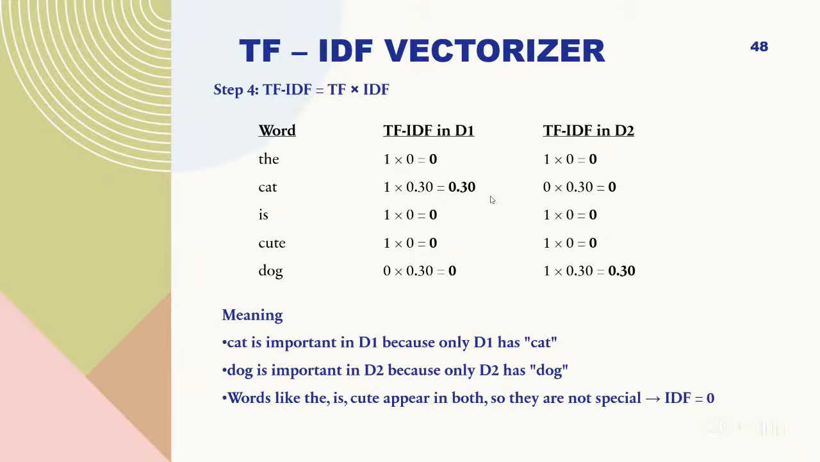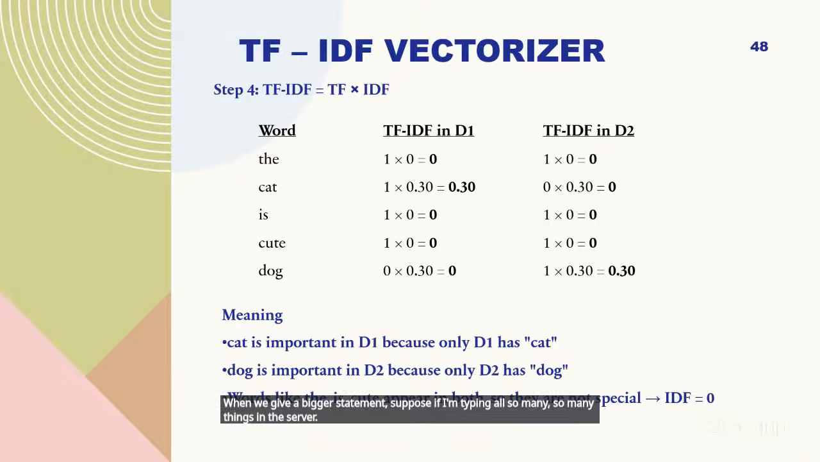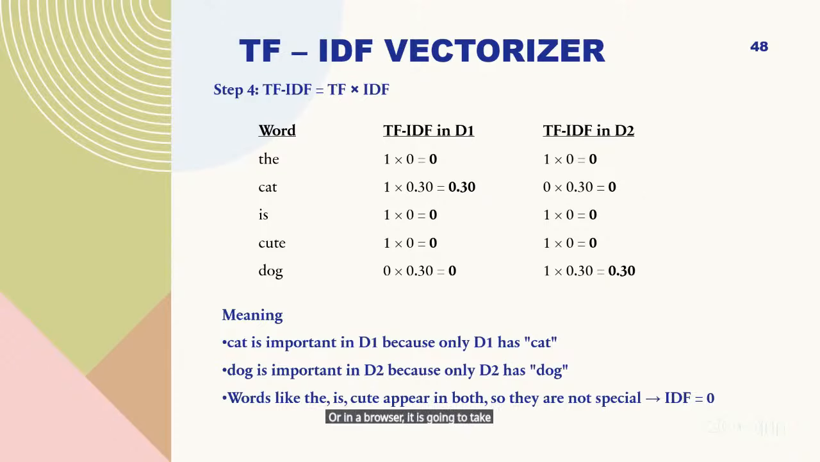Or not exactly, ma'am, but this is a trained set. Yeah, we have, madam. When we are searching for a word and we give a bigger statement, suppose I am typing so many things in the server or in a browser, it is going to take only the keywords and find them in the server, and it is going to give you results based only on the tokens, the important words given in the document. So in the cloud applications, we have it.